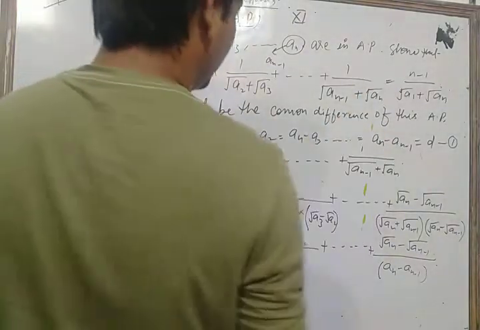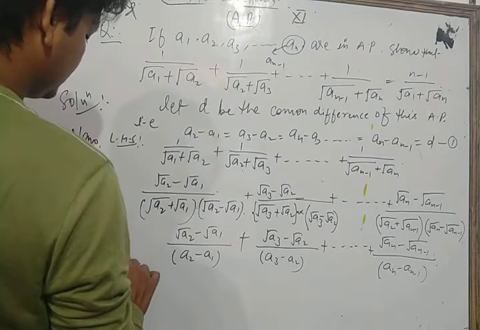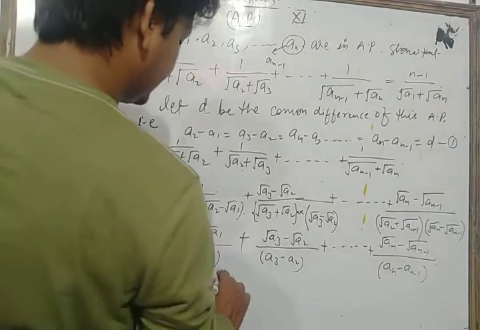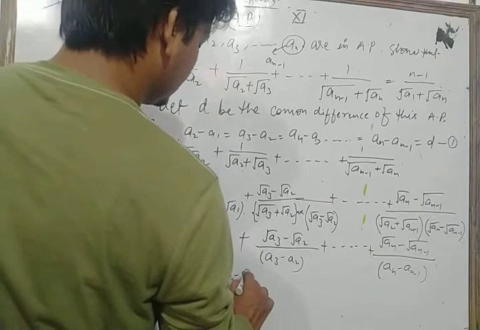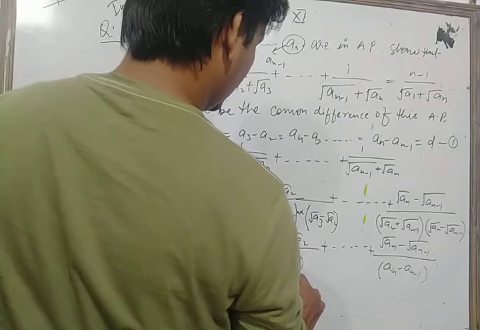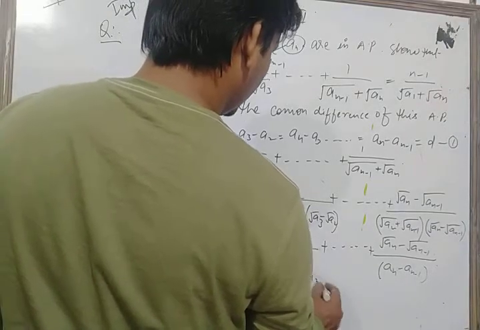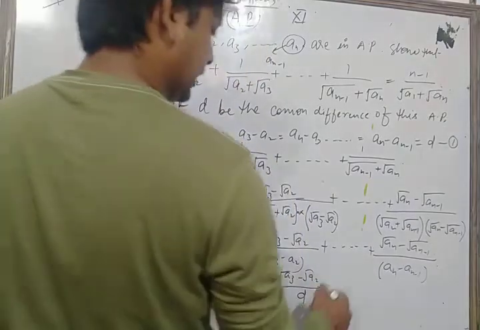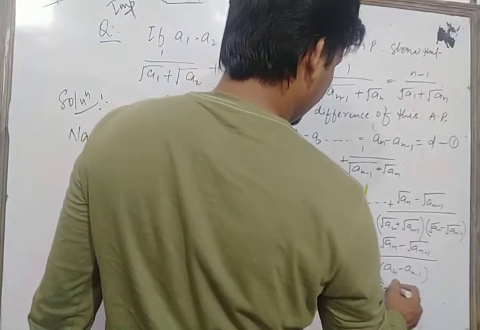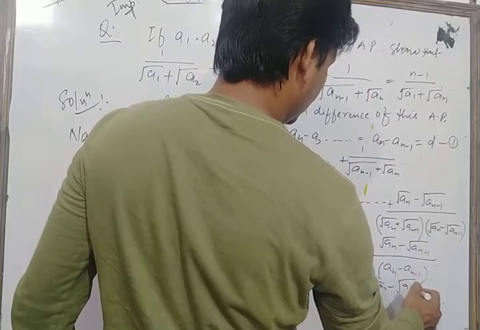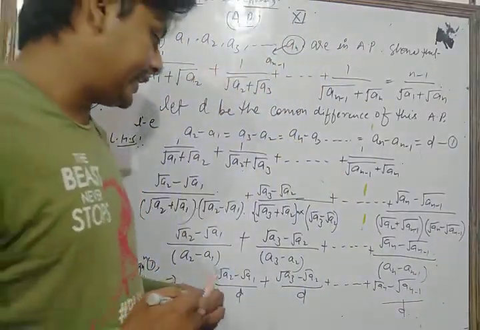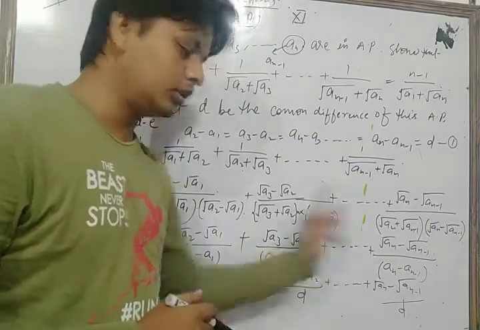Using equation 1. Now, let's see. Now, using equation 1, what do we get? Let's see. Under root a2 minus under root a1 upon d plus under root a3 minus under root a2 upon d, and so on, plus under root an minus under root an minus 1 upon d. Now we take 1 upon d as common in the whole sequence.